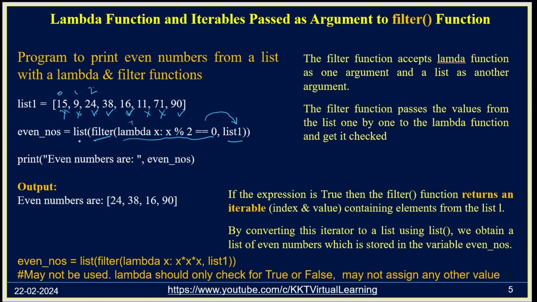Now, if you convert these iterables using the list function, all these things will be converted to a list. So you will finally have a list with values 24, 38, 16 and 90. So actually this function filters out the odd numbers and provides the required even numbers from the list.